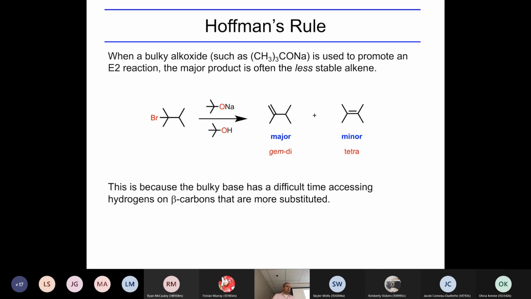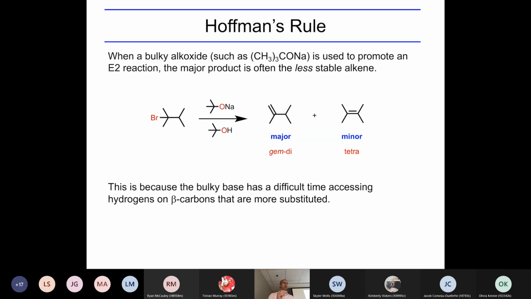So Zaitsev's rule is followed whenever you have small alkoxides. But what happens when you have bulky alkoxides? There's a different rule, of course. Bulky alkoxides have a very difficult time pulling off beta hydrogens that are blocked up, where there's lots of substitution. Because they're big and bulky, they have a hard time getting into small places.